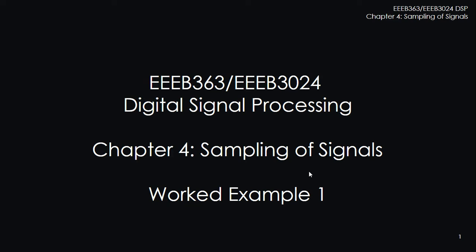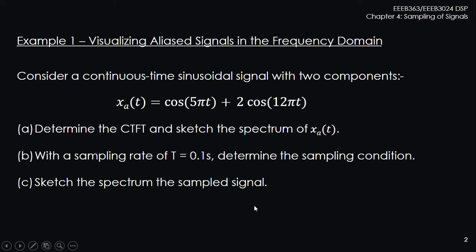Let's try out a worked example for sampling of signals. Here's our question. Consider a continuous time sinusoidal signal with two components. So our signal here is x_a(t), and it has two components, cosine and cosine. It has two frequencies. One is 5 pi, another one is 12 pi. So this basically means that it is a signal that has two cosine signals in it.